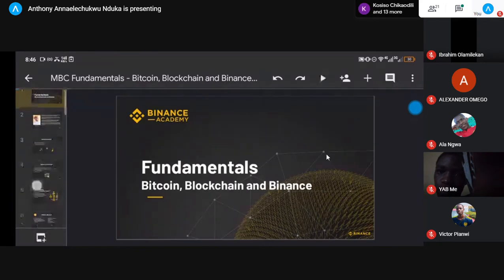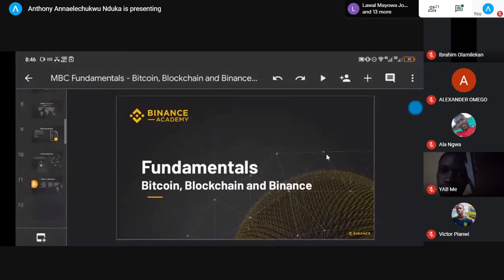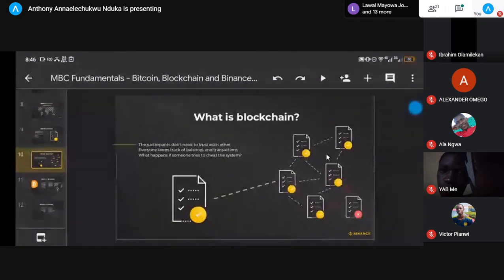I think I have issues with my device. It went to dark mode.